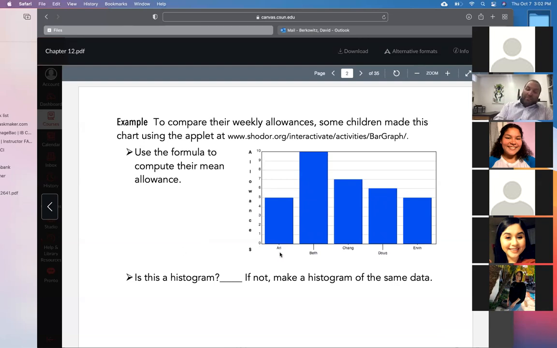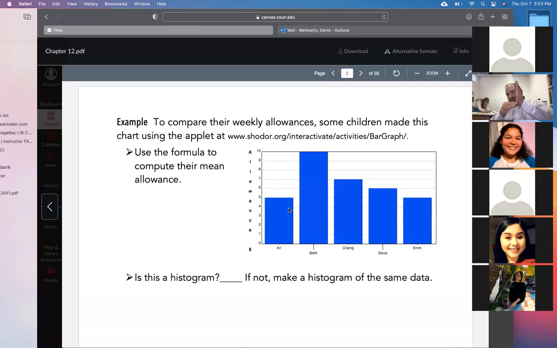Remember, a bar graph is for categorical data. Ari, Beth, Chang, Doug, and Irvin are not numbers. They are categories, small categories. You know, the category of Ari and Beth and Chang and Doug and Irvin. If it was a histogram, remember the histogram is only for quantitative data.